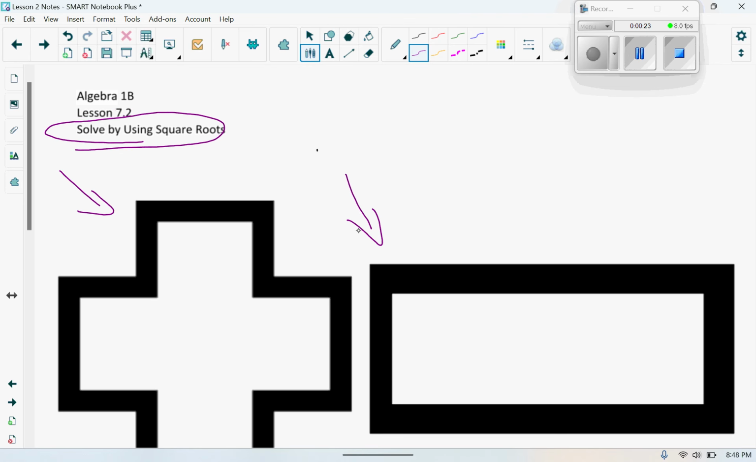Okay, so I want to start off with what type of problem would you use solving by square roots? So I want you to notice, I went ahead and wrote down an example. The first thing that I want you to notice is that when it's in this form, it doesn't have just an x. It has an x squared and it has a number, but it doesn't have an x term. So that's a big hint that you're going to solve by square roots.